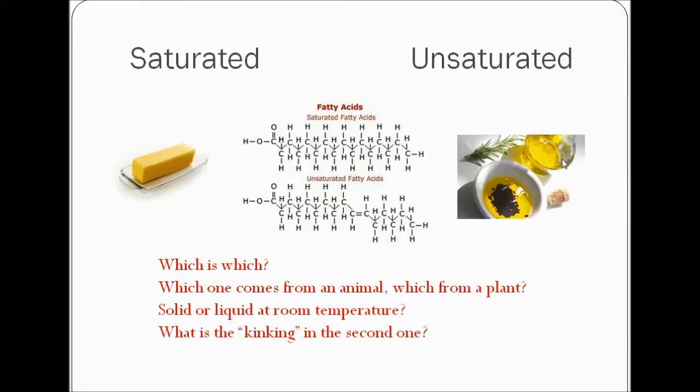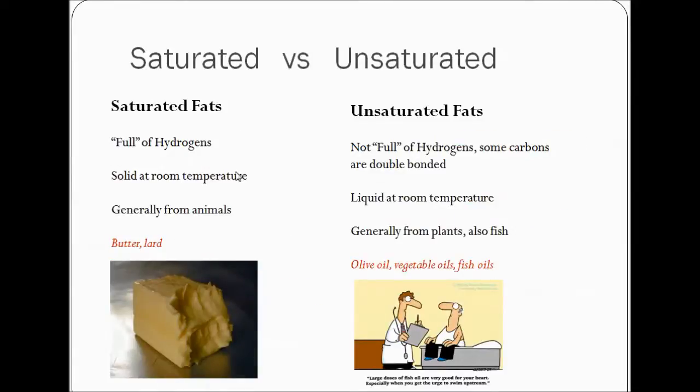So we're talking plants, olive oil over here. Saturated, packed tightly, solid at room temperature. Animal fats. Saturated fats from animals, full, packed, makes them solid at room temperature, and unsaturated, not full of hydrogens. There's some double bonds in there. They're liquid at room temperature, generally from plants, but also fish.